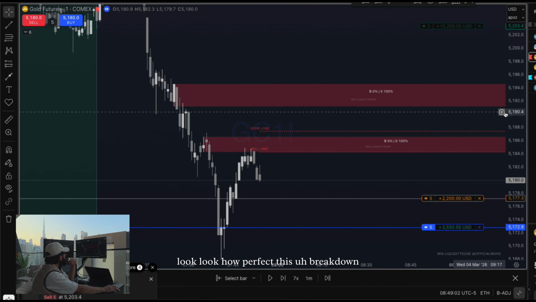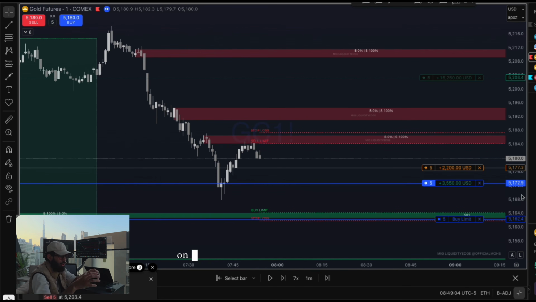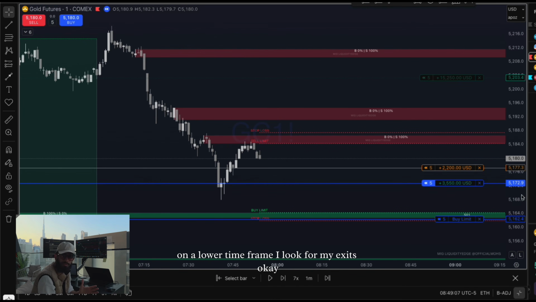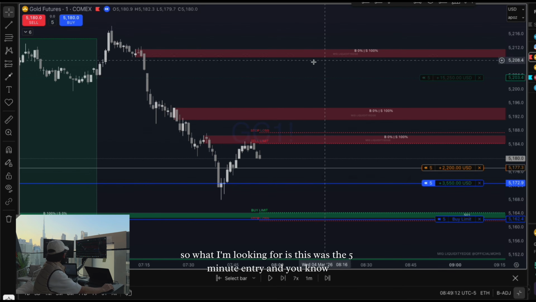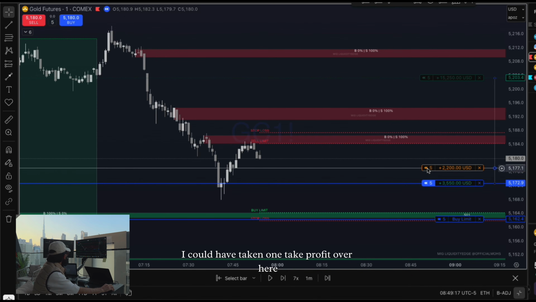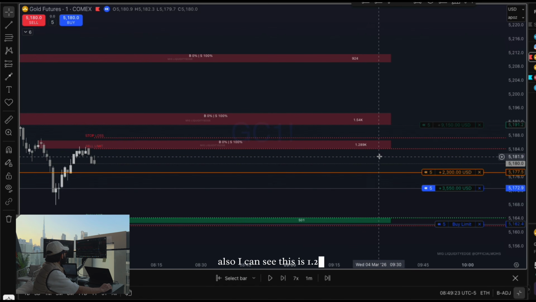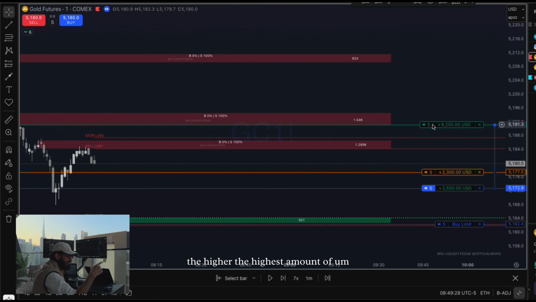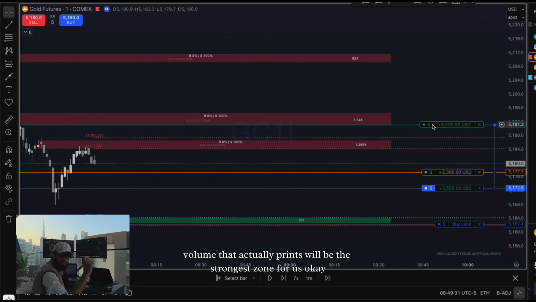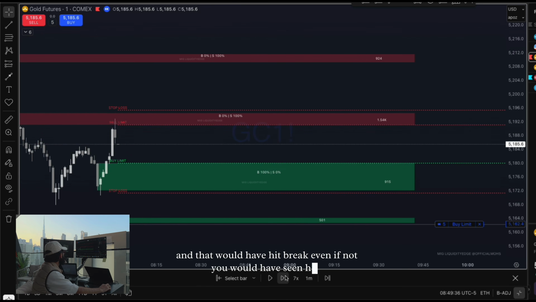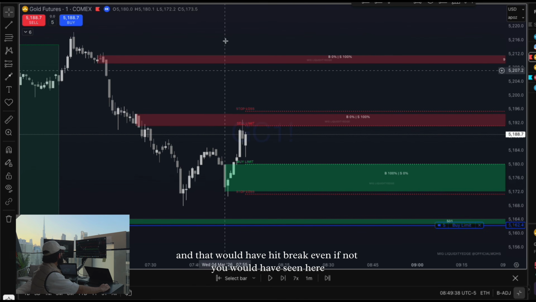Look how perfect this breakdown is. On a lower time frame, I look for my exits. On my higher time frame, I look for my entries. So this was the 5 minute entry, and I could have taken one take profit over here, and then the next take profit over here. Also, I can see this is 1.2, 1.5, 900. The highest amount of volume that prints will be the strongest zone for us. And that would have hit break even. If not, you would have seen here.